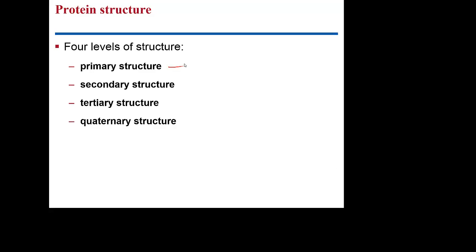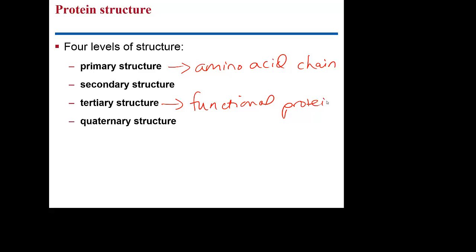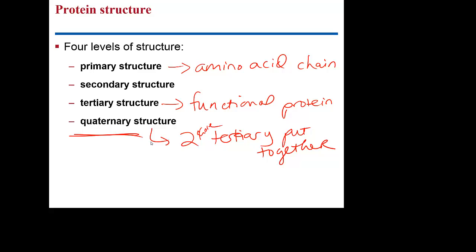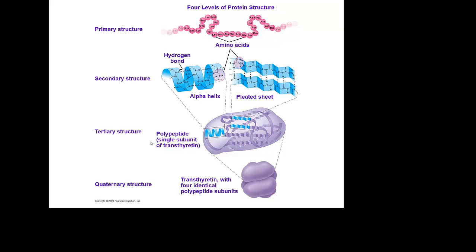The primary structure is the amino acid chain. It's the first thing you make. And then we fold and fold. The tertiary structure could give you a functional protein. And a quaternary structure is two tertiary structures or more put together. So a quaternary protein would be huge. And you have some of them in your body. Some of them are very, very large.